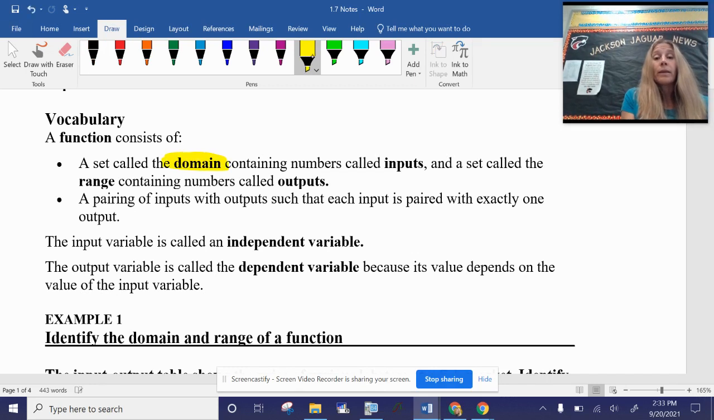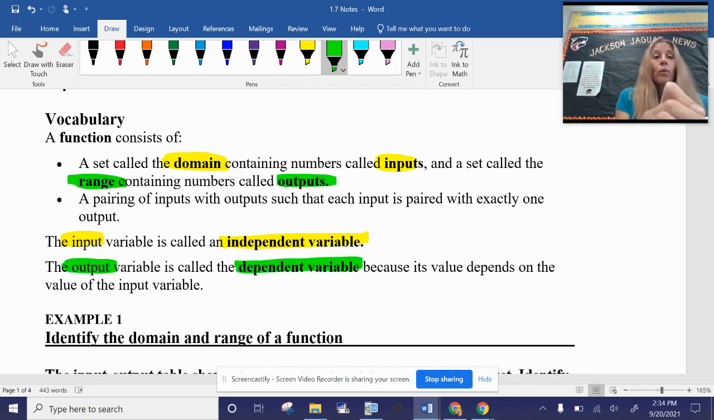Okay, so we have our domain, which is our inputs, and these are also known as the independent variable. And then we have our range, which is the outputs, and this is also going to be our dependent variable. The way I remember this is that input and independent both start with the letters IN, so it's pretty easy to match those together. So those two go together, that's my domain, and then the range is your outputs or your dependent.